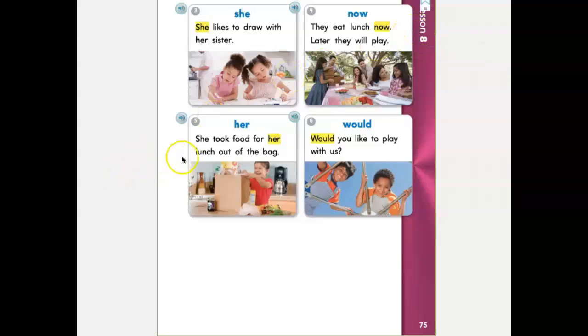Next, we have the word her. The word her is used in a sentence when it says she took food for her lunch out of the bag. And lastly, the word would. The word would is used in the sentence when it says, "Would you like to play with us?"